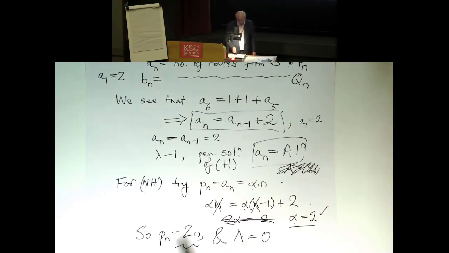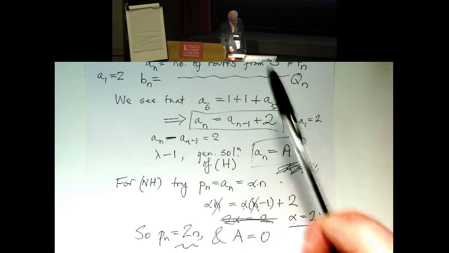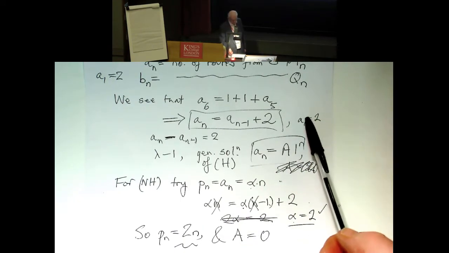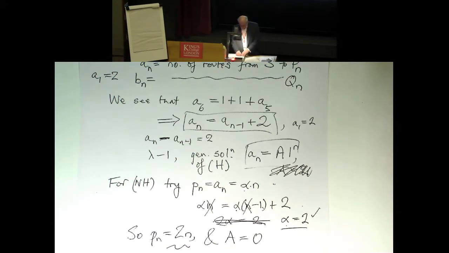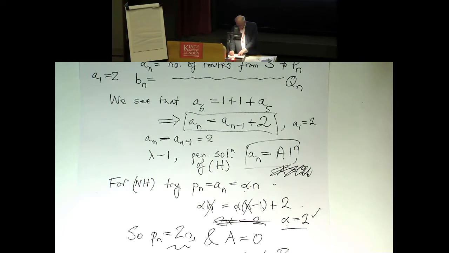The general solution would have been that plus a constant, but that constant has to be 0, otherwise we don't satisfy this relation. Is that clear? So a_n or p_n is 2n. So the conclusion here is that a_n, the number of roots to p_n, is 2n.